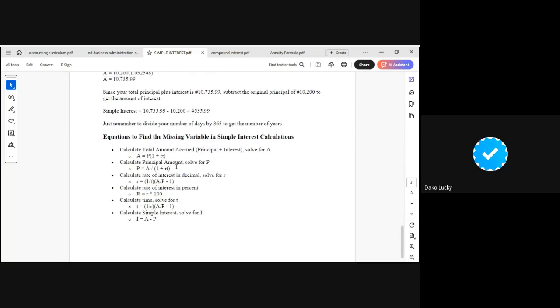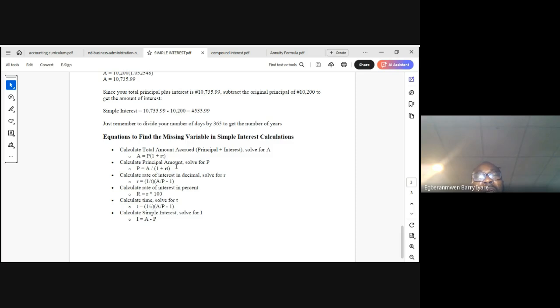Yes, sir. So now, what if you are given the amount and the principal, and you are asked to find the rate? You now use this formula you are seeing on the screen. To find the principal, P is equal to the amount divided by 1 plus RT.